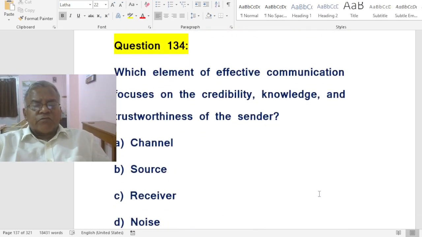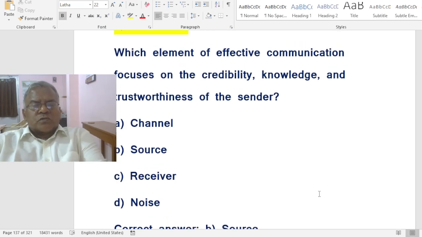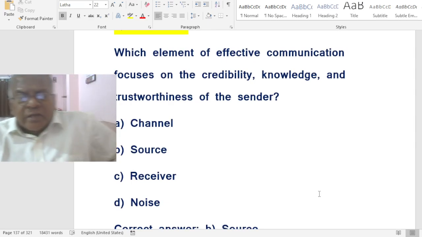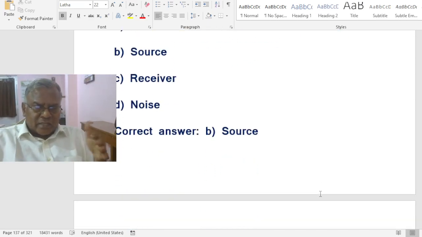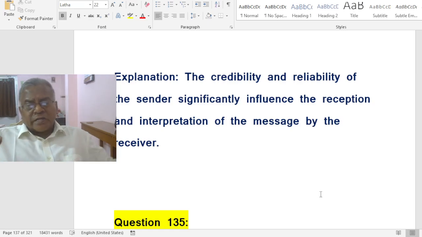Which element of effective communication focuses on the credibility, knowledge and trustworthiness of the sender? A. Channel, B. Source, C. Receiver, D. Noise. That is source. Source means sender. The credibility and reliability of the sender significantly influence the reception and interpretation of the message by the receiver. See, a reliable, credible person can give an effective message. So the receiver will be able to get the message so nicely if the person is credible and reliable. That is the understanding here.